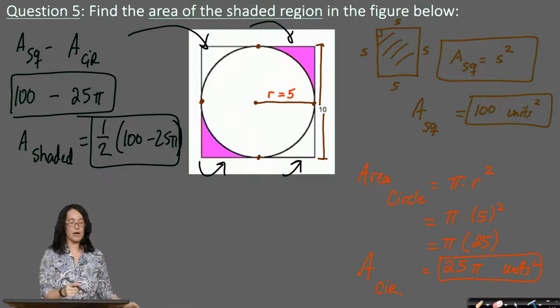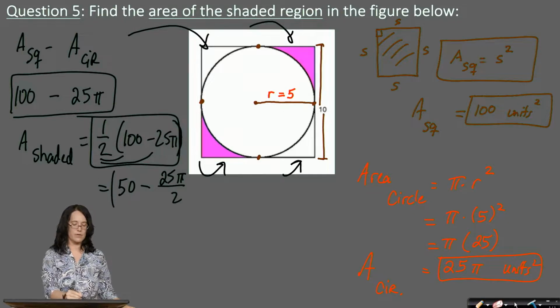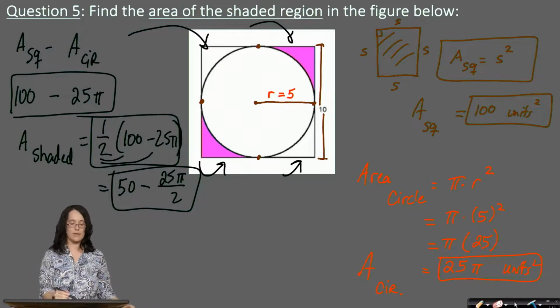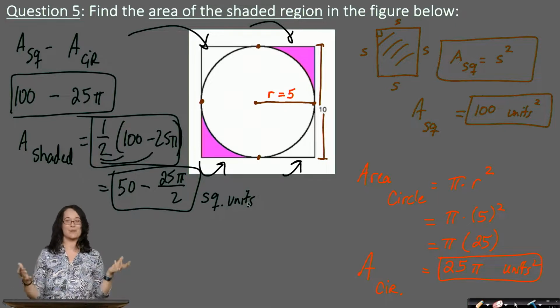On the other hand, a lot of times we would distribute this answer to make it easier on the reader. So 1/2 times 100 is 50 minus 25 pi over 2. That would just be a little bit cleaner to look at as a reader. Or negative 25 pi over 2 plus 50 means the same thing. And again, these are in square units, whatever the units are. Maybe square feet, square inches, square yards, square centimeters, we don't know.